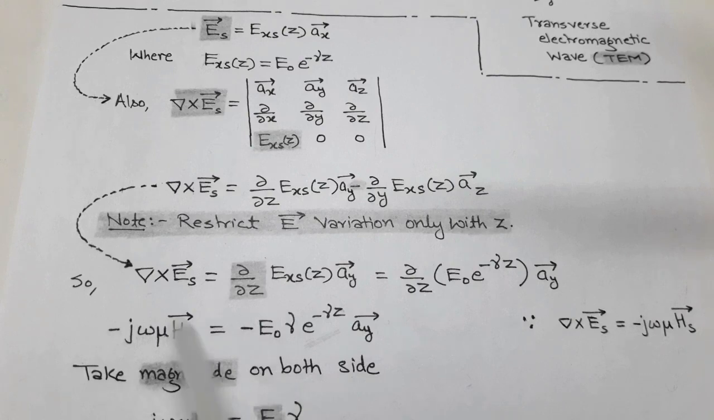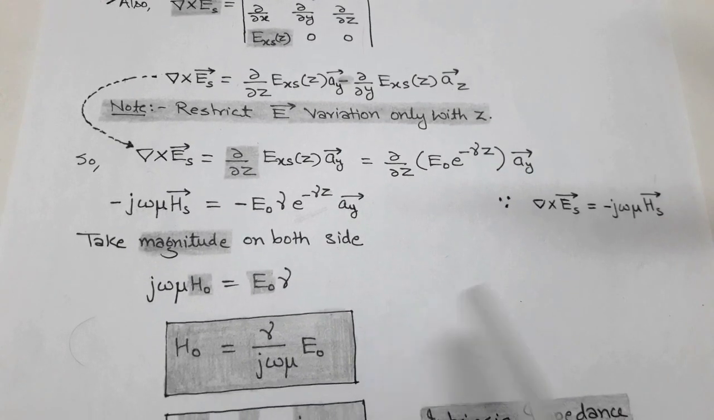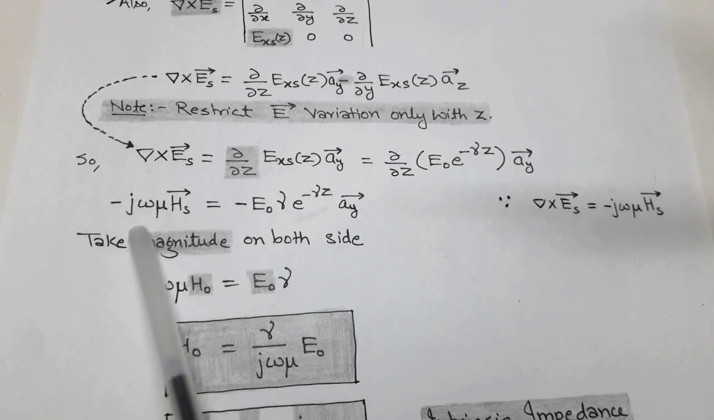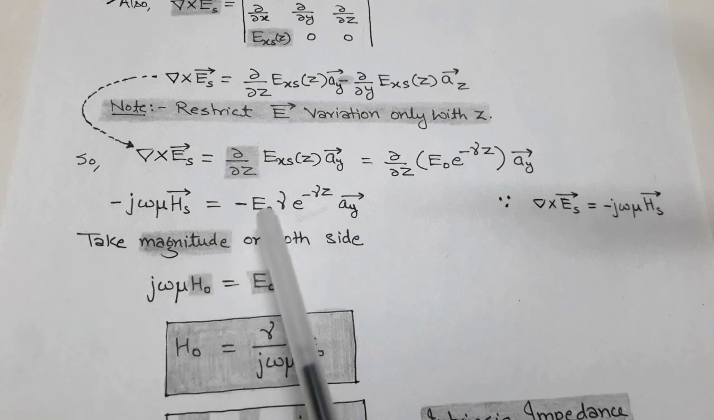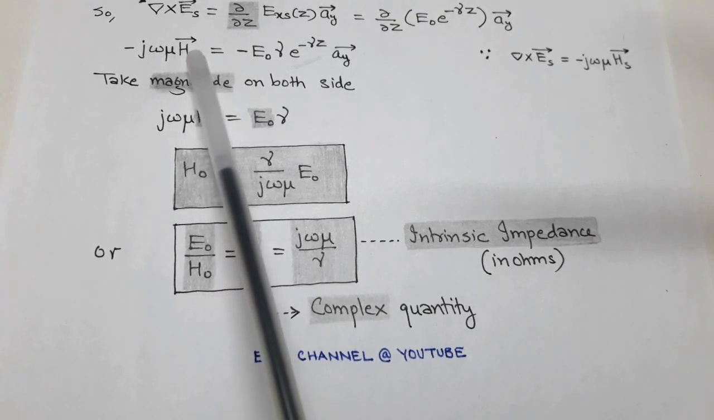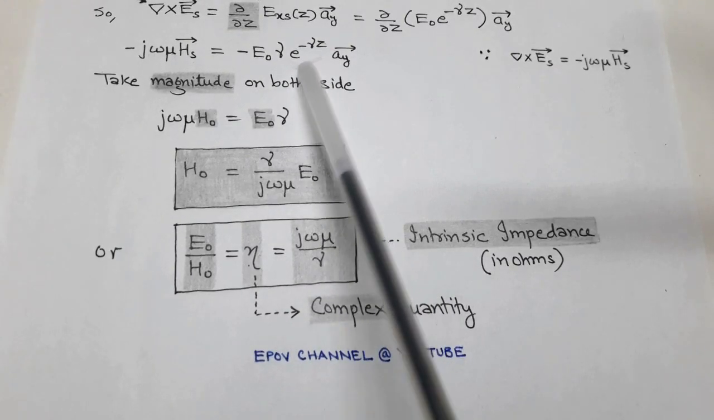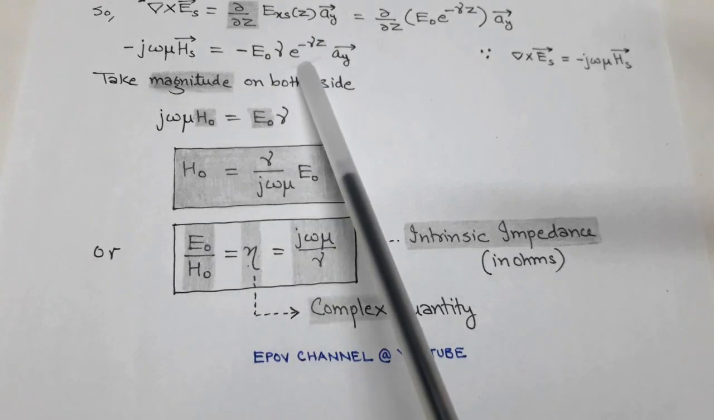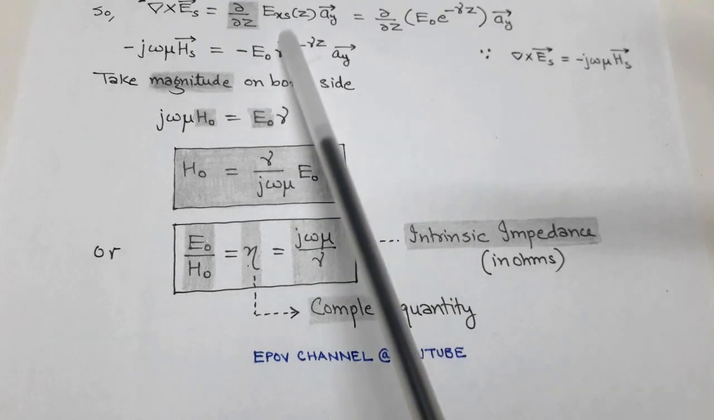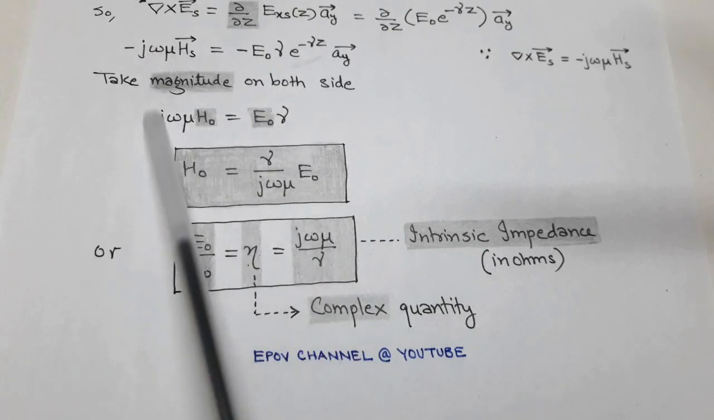Now the left side is the curl of the E vector, and we know that the curl of E equals minus jωμ Hs vector. This is Maxwell's equation for time-varying fields, obtained from Faraday's law. So the left side is minus jωμ Hs vector. Now we take the magnitude on both sides. On the left side, the magnitude is jωμ H0, where H0 is the magnitude of the Hs vector. On the right side, after taking the magnitude, we get E0 γ, because the magnitude of e^(-γz) is 1. So we get E0 γ. The minus sign is cancelled here, as we take only the magnitude on both sides.